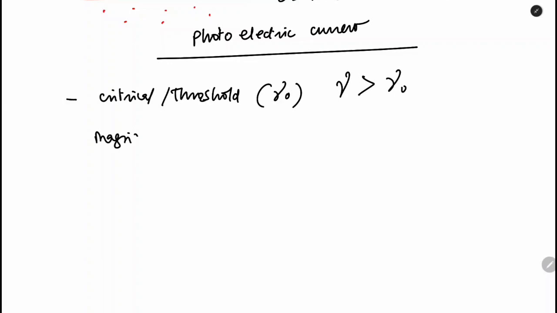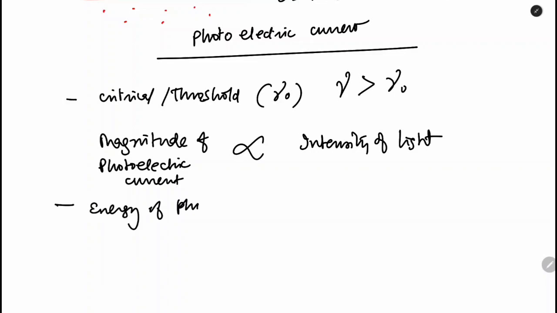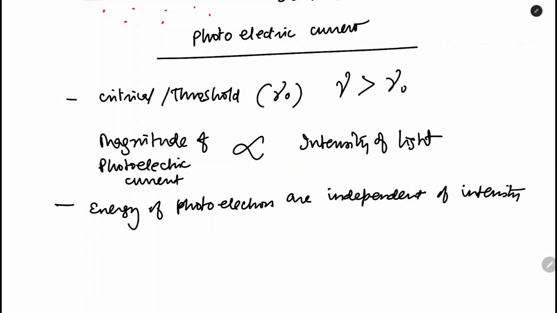So the magnitude of photoelectric current is directly proportional to the intensity of light. But the energy of photoelectrons is independent of the intensity of light.